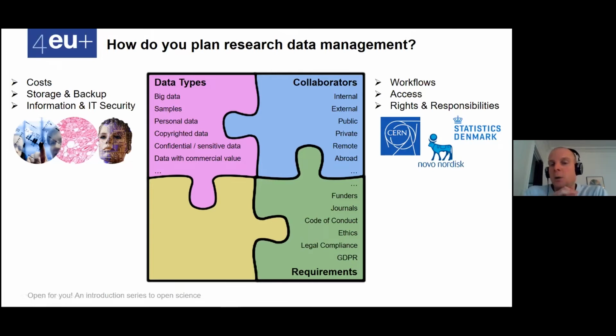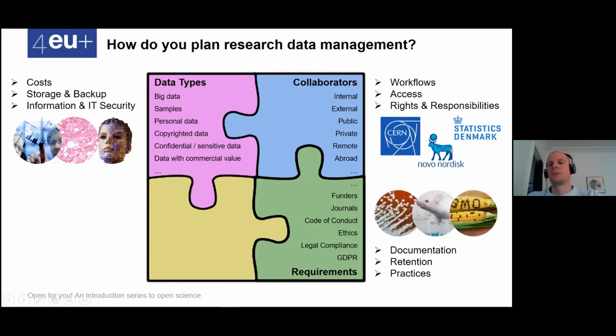Think about what the requirements are that apply to your type of research data. For example, the GDPR, the General Data Protection Regulation, for personal data. There might be ethical considerations. There might be requirements from your funding agency, as I showed you before, or from the journal that you want to publish in.